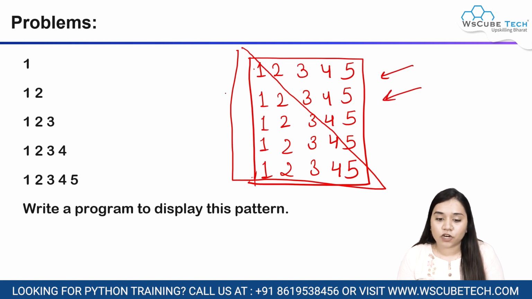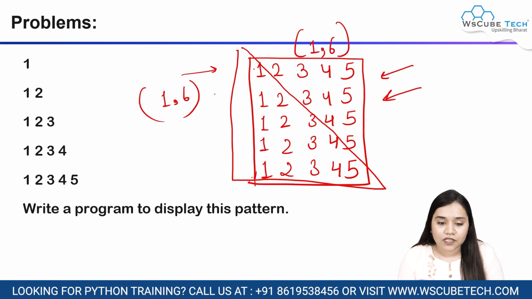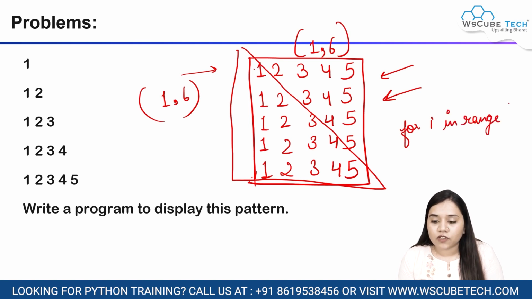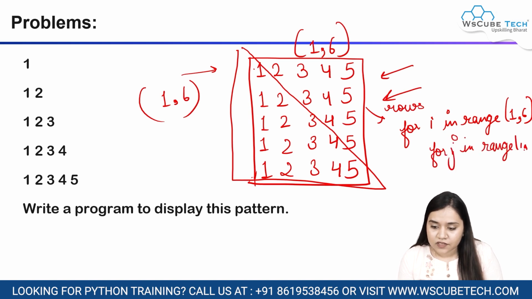To get this pattern, we know we need 5 rows. That means one for loop for range 1, 6 and another for loop for range 1, 6. That will be our columns. Let's talk about the first for loop. The first for loop would be for i in range 1, 6. This will be counting our rows over here. And inside this, we will be creating another for loop: for j in range 1, 6.